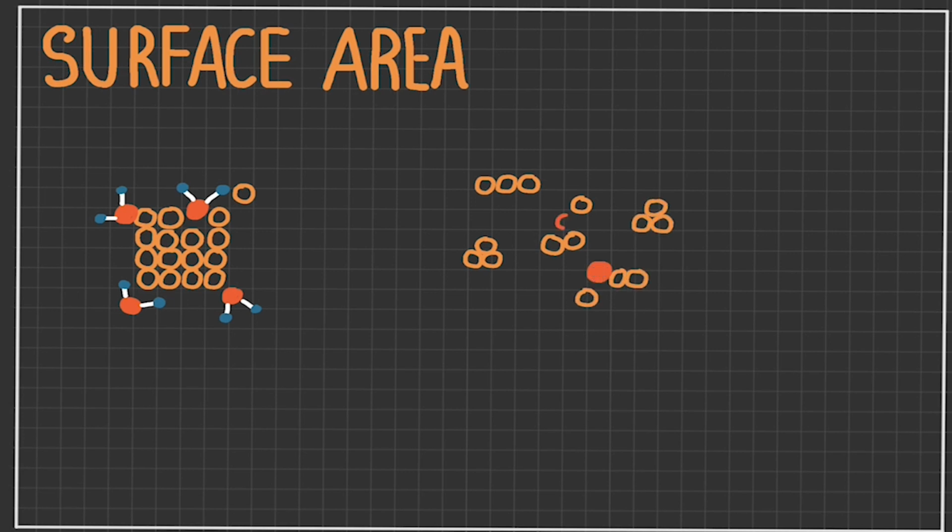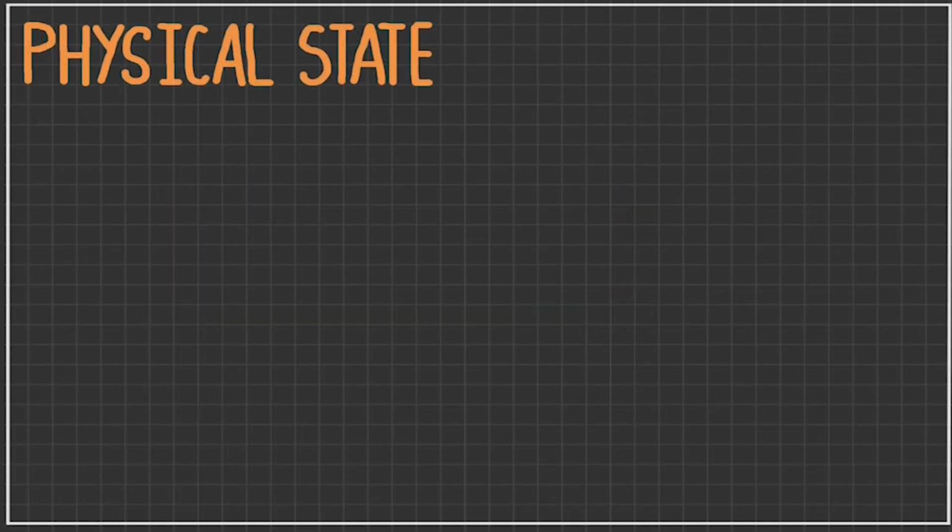One way you can increase the surface area of a solute is by breaking it up into tiny pieces before placing it into the solvent. Once this is done, a much larger surface area of the solute is exposed to the water and it will dissolve faster. Now let's go over physical state.